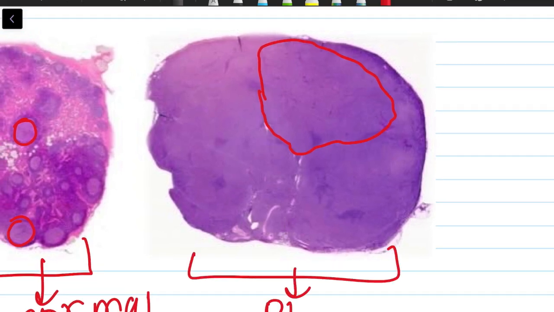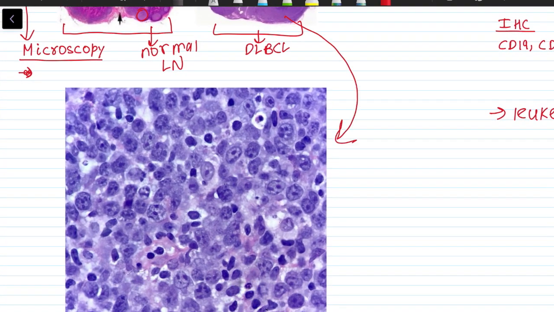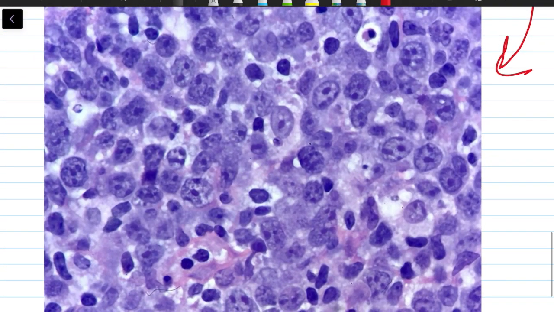This is a DLBCL picture, and now if we zoom into this area, then we get this in microscopy. So what we are getting are these large cells, you can see. Yes, these large cells are the malignant cells which we get in DLBCL. Basically they are very large in size and they have a vesicular chromatin.